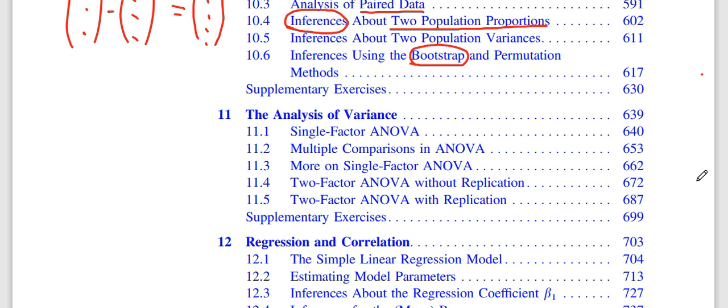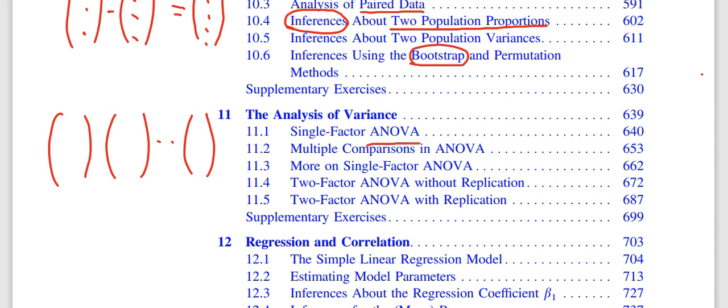So if we compare many groups, then we use ANOVA. ANOVA is analysis of variance. So to compare many groups, we use ANOVA. This ANOVA we call single factor ANOVA. It means that there are several groups, and we can separate those groups just by one factor.